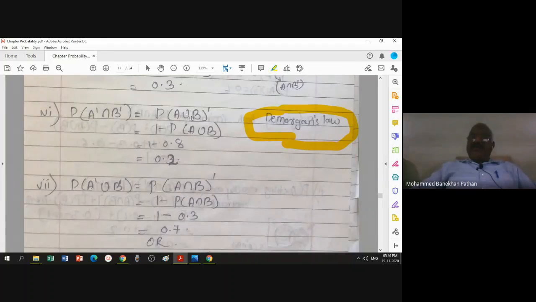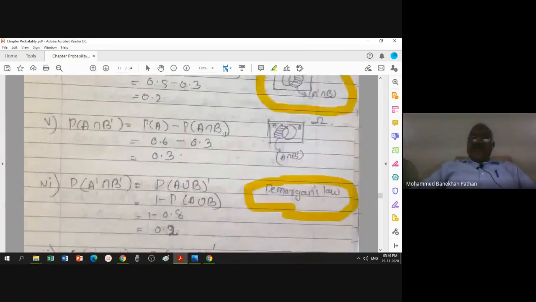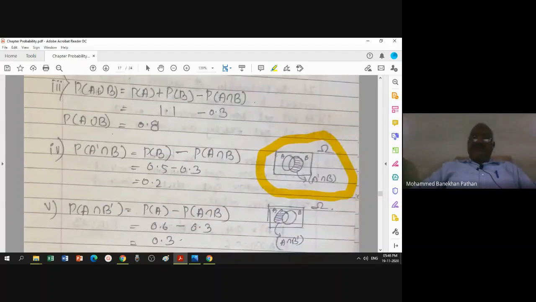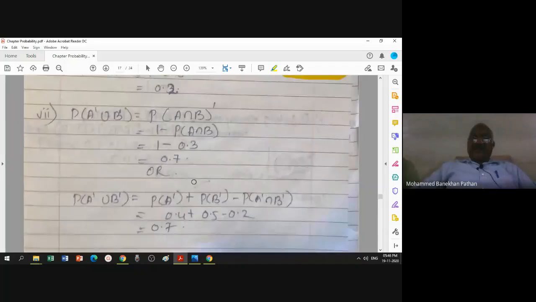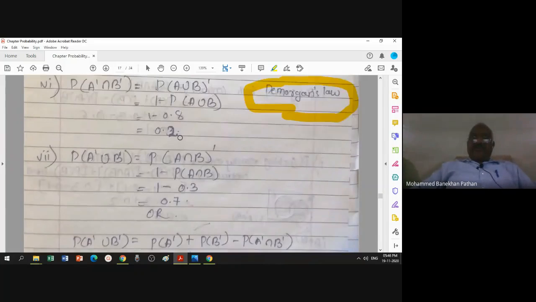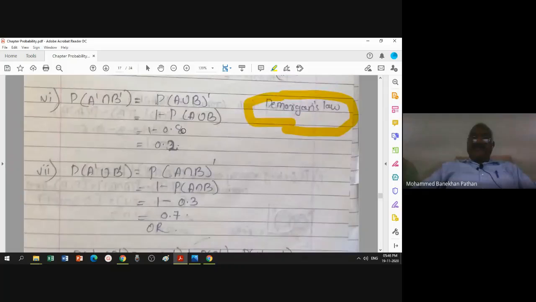Probability of A union B complement. When there is only one dash, use the complement theorem: 1 minus the probability itself. We have P of A union B from before, that is 0.8. I use it here. So P of A union B is 0.8, so 1 minus 0.8 is 0.2.